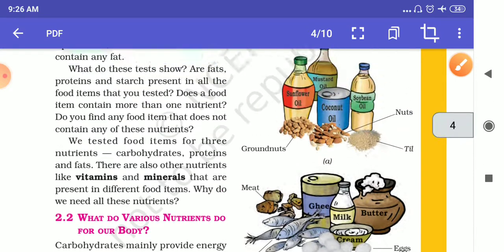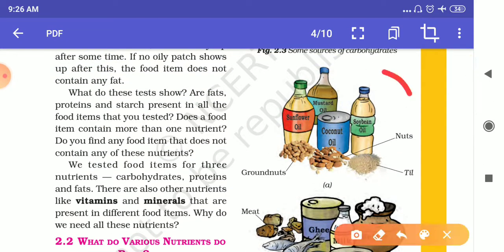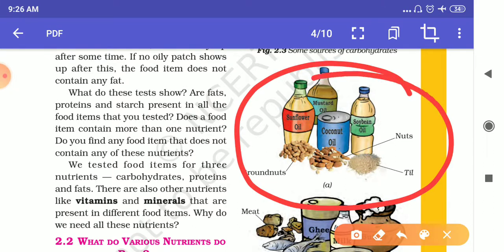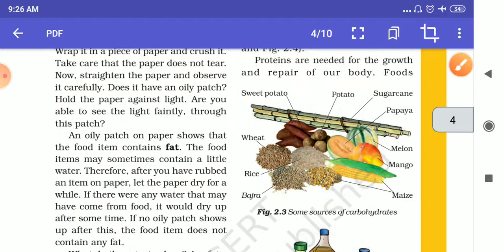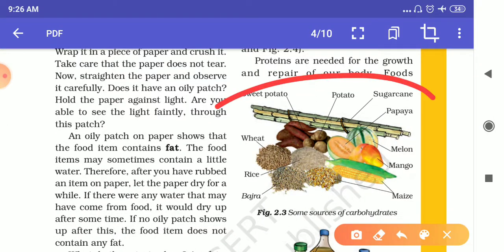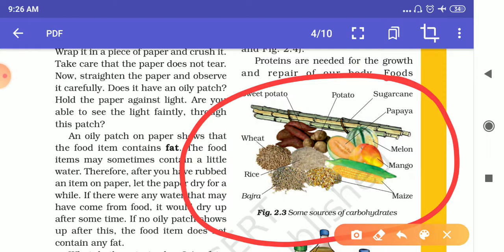Similarly, for plant fat, these are plant fat sources: sunflower oil, mustard oil, different types of oils that we use are coming from plants. Similarly, all these are sources of carbohydrates: wheat, rice, bajra, maize, mango, melon, papaya, sugarcane, potato, sweet potato.